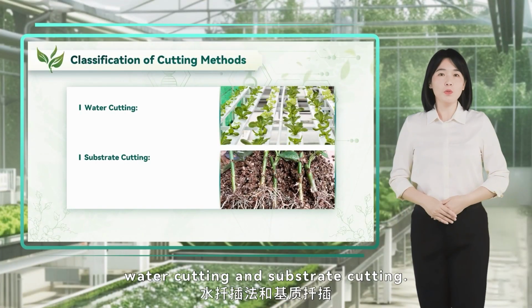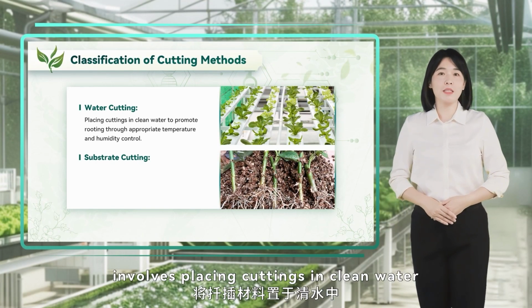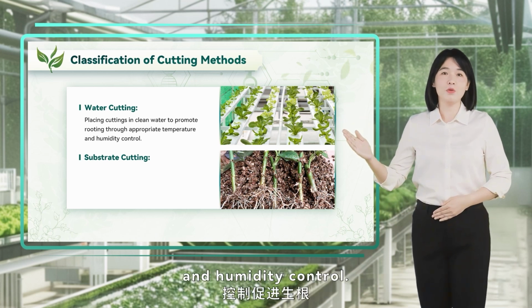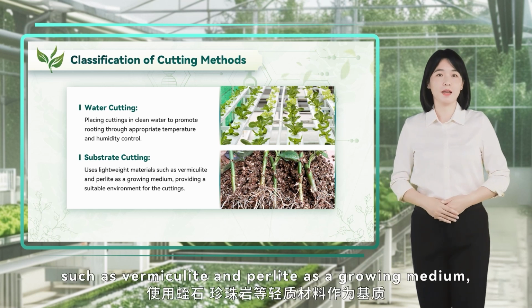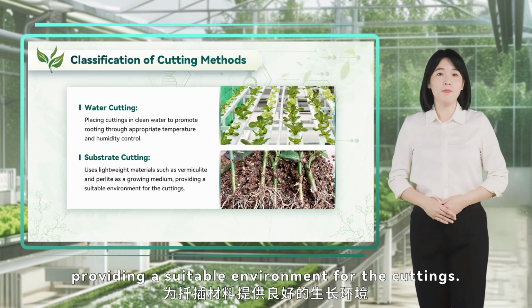Cutting methods include water cutting and substrate cutting. Water cutting involves placing cuttings in clean water to promote rooting through appropriate temperature and humidity control. Substrate cutting uses lightweight materials such as vermiculite and perlite as a growing medium, providing a suitable environment for the cuttings.